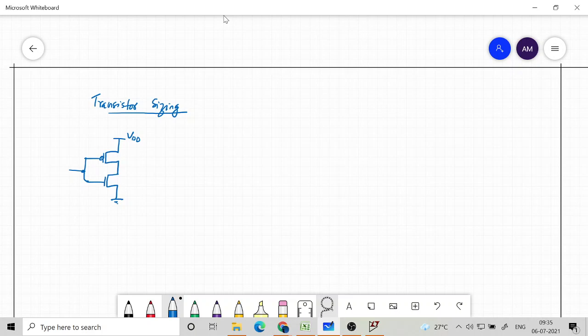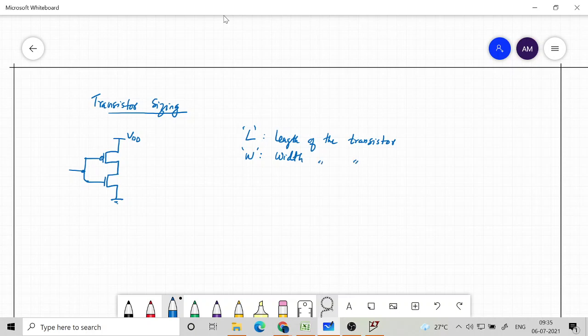L is usually kept at a fixed value. The value of L is basically the length of the transistor. When you look at the transistor from the top, they are made on the top surface of the wafer. So when you look from above, the length of the channel that is made is what we refer to as L. And the other design parameter is W, that is the width.